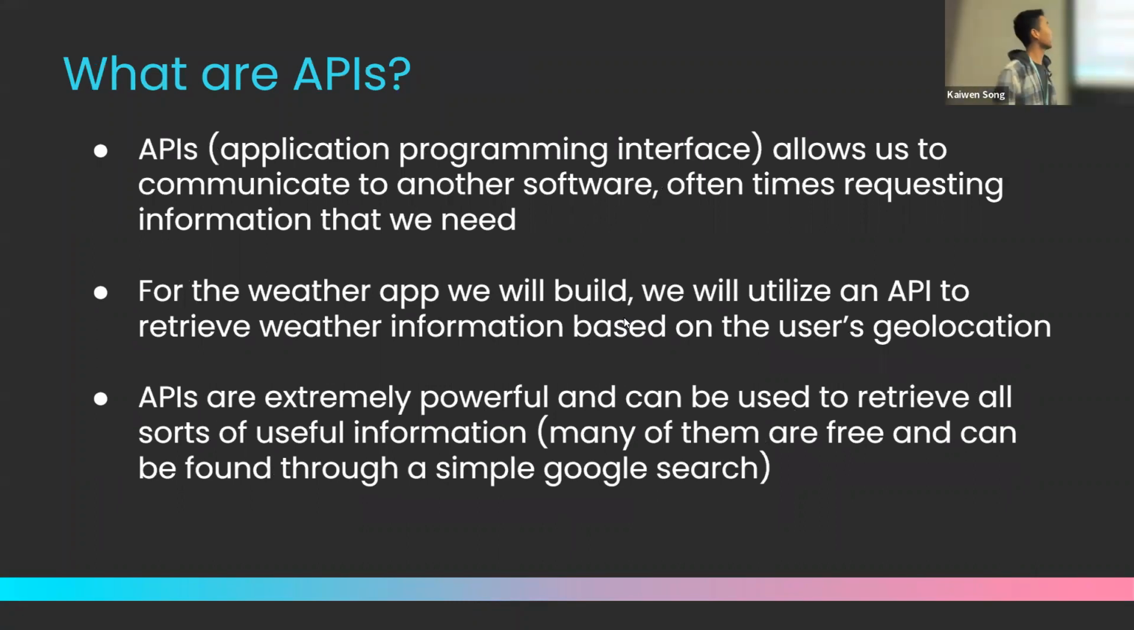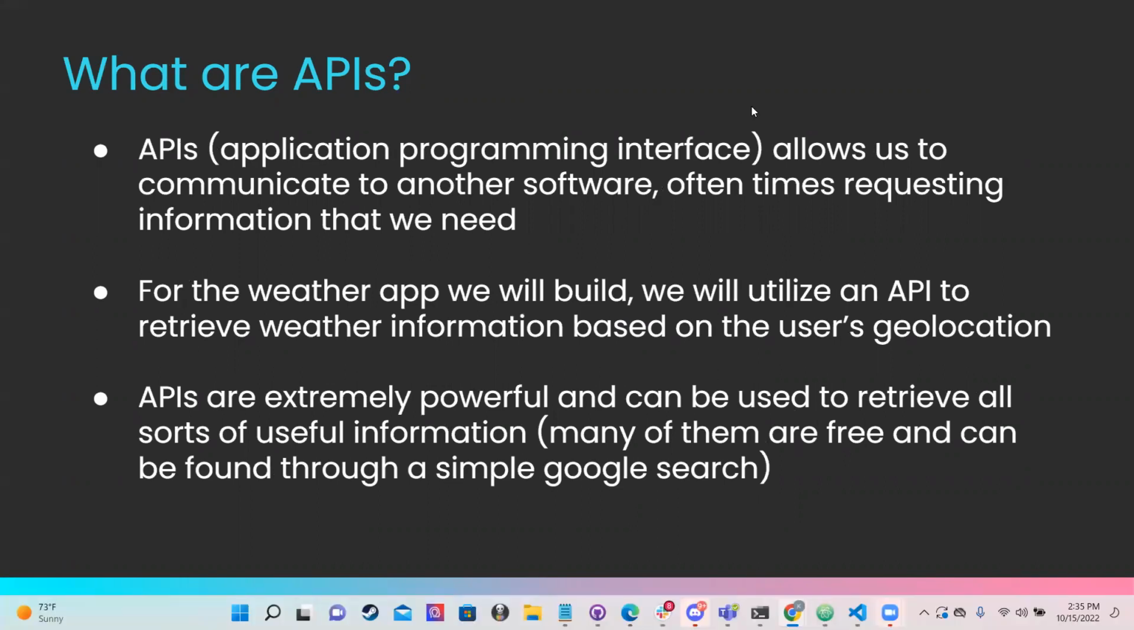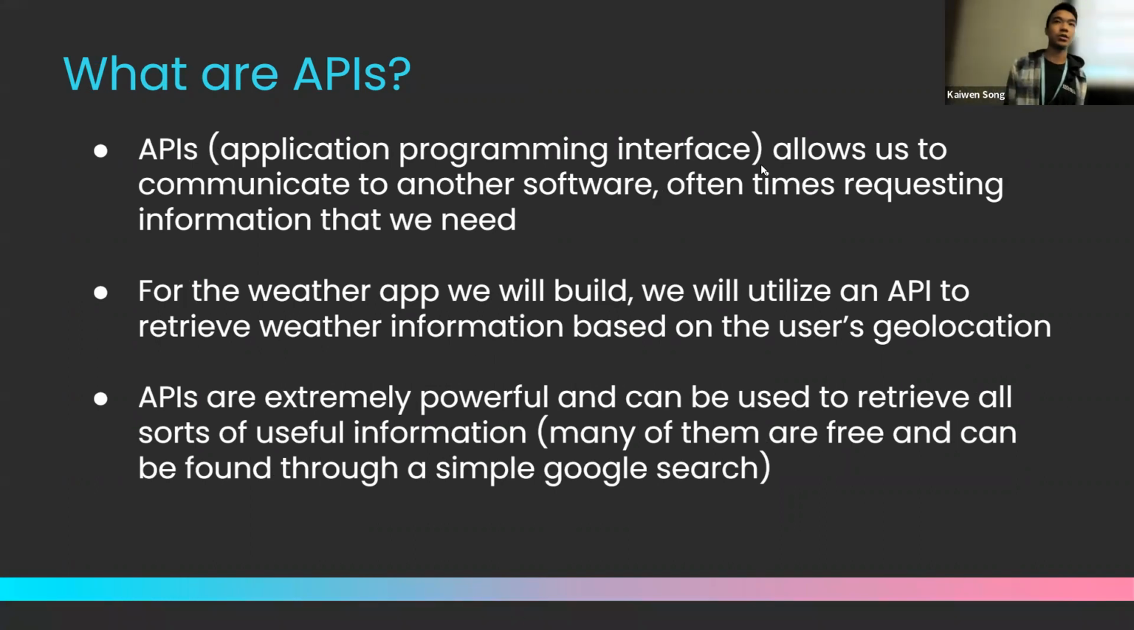So before we begin, I also want to briefly explain what APIs are because we're going to be using one. So APIs stand for Application Programming Interface. And it basically just allows us to communicate with another software or machine to retrieve data that we need. So for our use case, since we're building a weather app, we need a way to somehow get the weather data that we need based on our location. And so that's exactly why we're going to be using an API so that we can access an external service to get that information that we need.